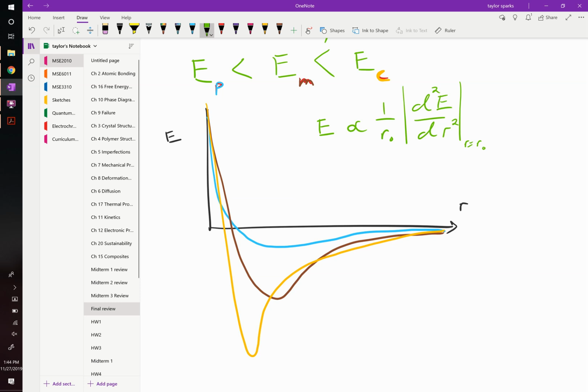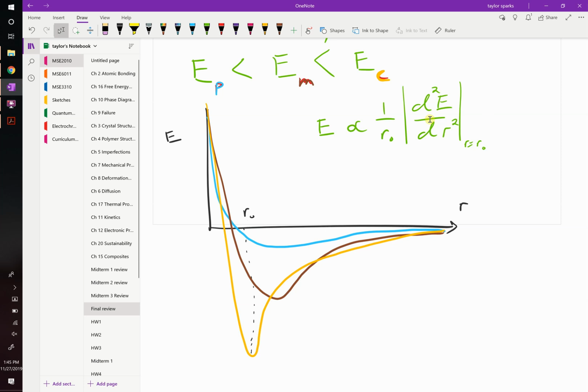So at R naught, let's just draw this for the ceramic for a minute. At R naught right there, is the curvature a large or a small number? It's a high curvature, whereas polymer has a very low curvature. So this second derivative is larger for a ceramic than it is for a polymer. And since modulus is proportional to that, you should expect to see higher elasticity, a higher stiffness for ceramics than either metals or polymers.